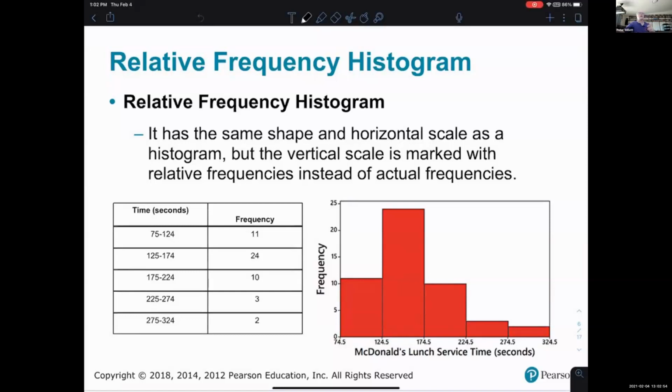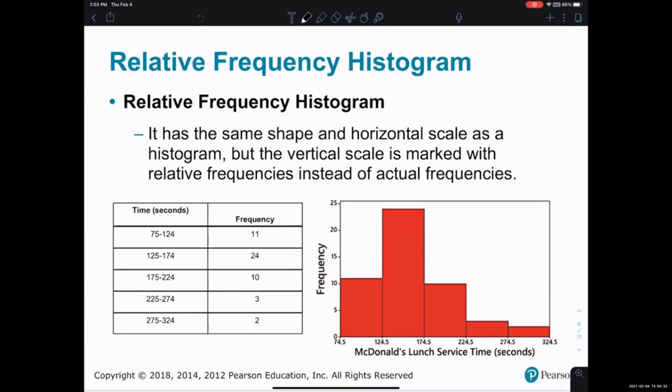Meaning, if I told you there were 11 values between 75 and 124, well, that's very accurate. You know exactly how many were in there, but with just that information you don't know whether that's a lot or a little. But if I told you that that was 22% of all the data that fell in that range, then you have more of a sense of how popular that range was compared to the others and how much that is relative to all of the data that was collected. Does that make sense? Are you satisfied with that answer?